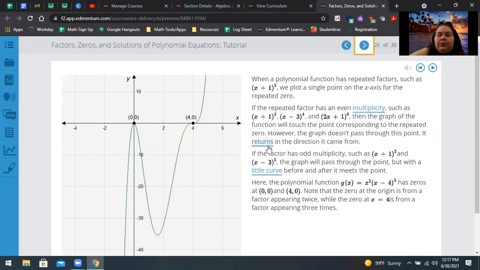So what I'm going to go ahead and do is save slide 20 for part 2 of this video. So then we can end this one here, because we're going to go ahead and talk about multiplicity, which is another concept to take a look at.